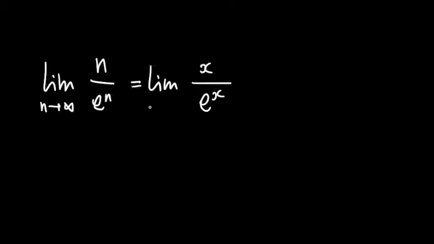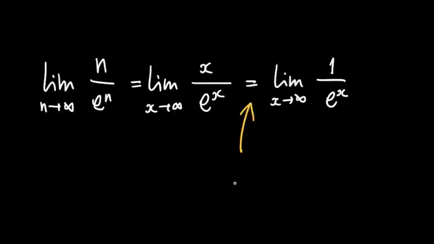The theorem above is useful in the sense that knowing how to compute limits of certain functions allows us to compute limits of the corresponding sequences, and vice versa. For example, the limit of the sequence n over e to the power n can be computed as the limit of the function f of x equal x over e to the power x, which, by L'Hopital's rule, is equal to the limit of the function g of x equals 1 over e to the power x, which of course is equal to 0.